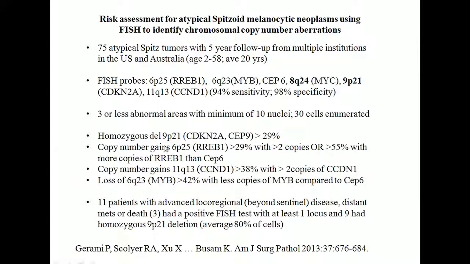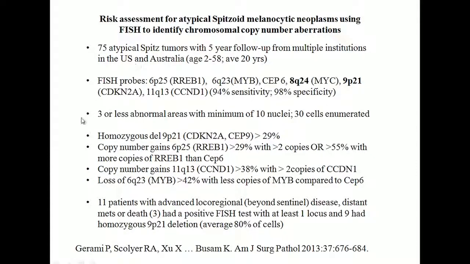But then when you go to the next one for copy number gain, it's more than 29 cells, or it's more than 2 that have greater than 2 copies, or more than 55% that have more copies of this marker versus the chromosome 6 marker. So there's an incredible algorithm. So your cytogenetic FISH readers have to be very patient and follow this so that we can actually use the criteria that's being used.